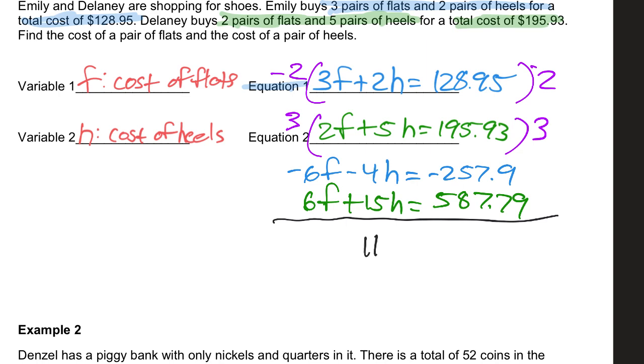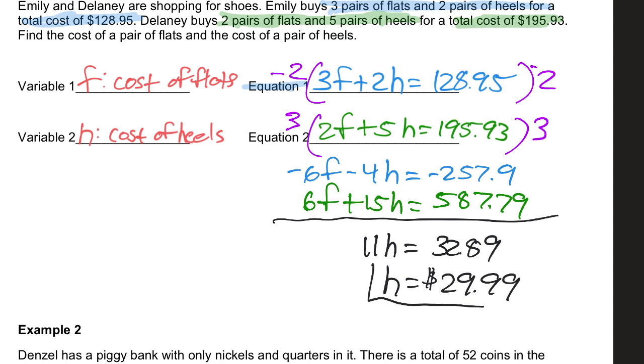So now I can go ahead and line these up, and my f's cancel. I'm going to get 11h equals 329.89, and then when I divide, I get h equals, and I'm going to put a little money sign here because these are the heels, $29.99. All right, $29.99. That's one of these. It also says we have to find the cost for the flats. So we're going to go back and use an original equation. For me, I'm going to use this equation number 1, and then I'm going to plug in that 29.99 for h.